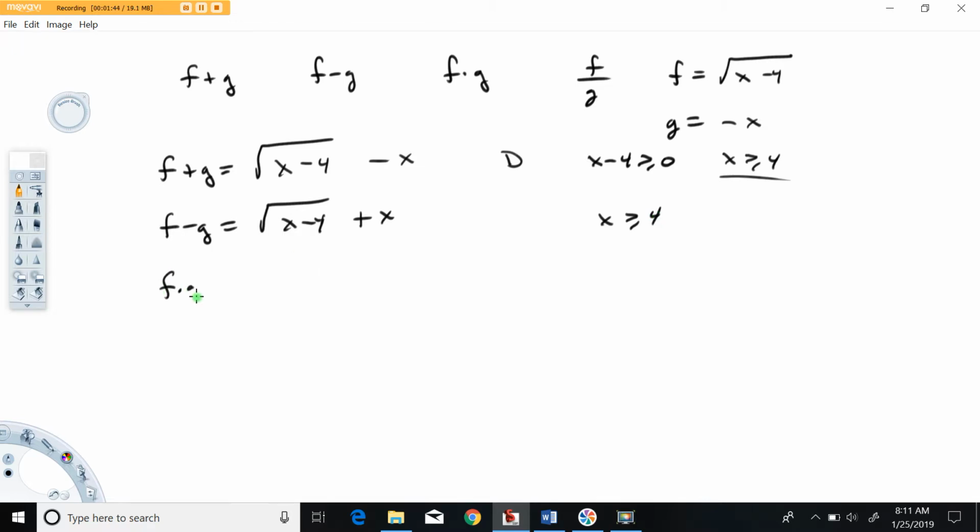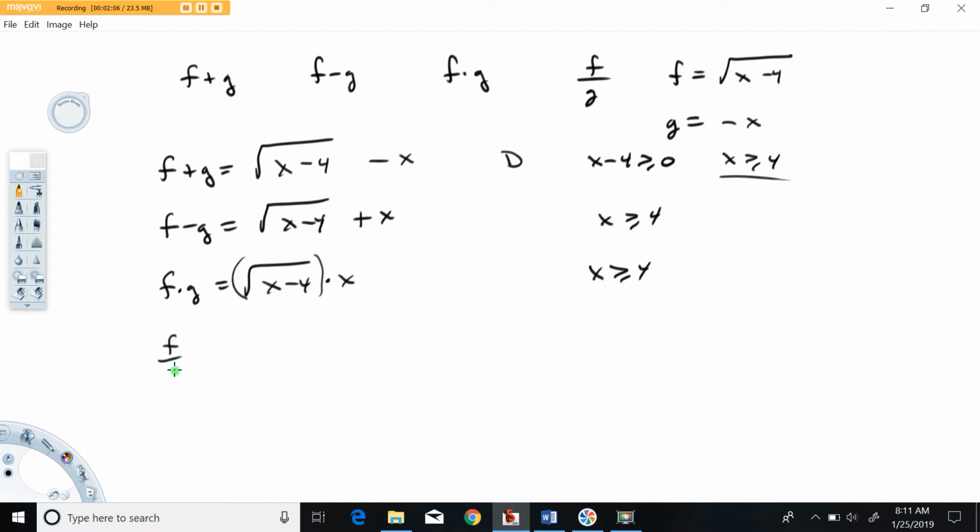f times g is going to be square root of x minus 4 times x. And again, that x is not inside that radical. We might want to put that in parentheses. Again, this square root thing, if you're going to take the square root, this has to be positive. So again, x greater than or equal to 4, same reasons as before.